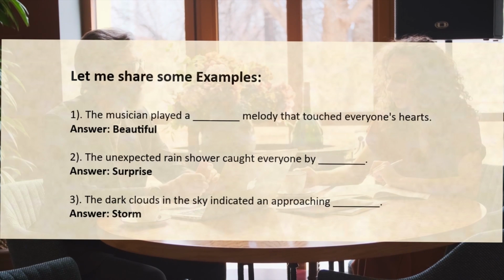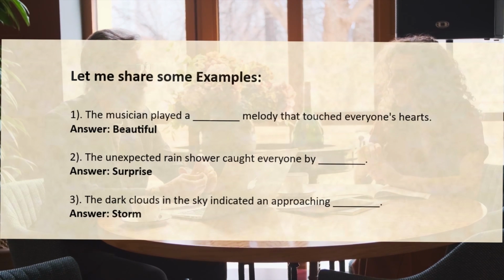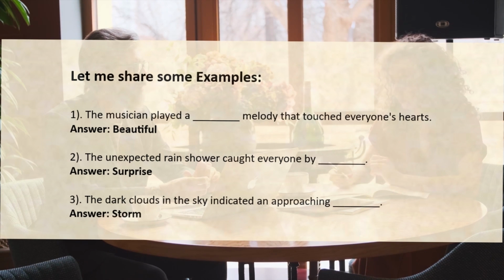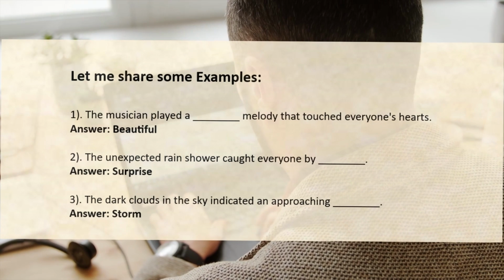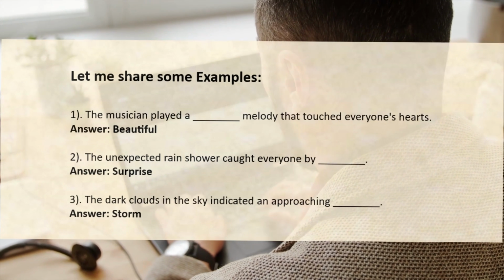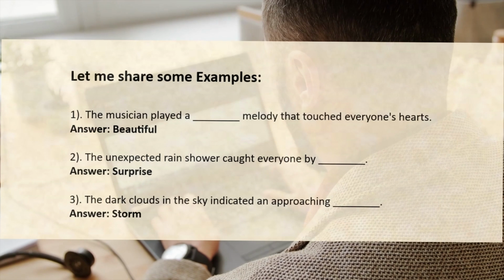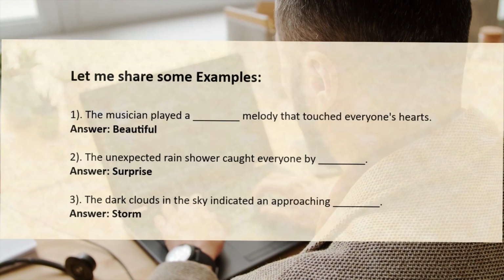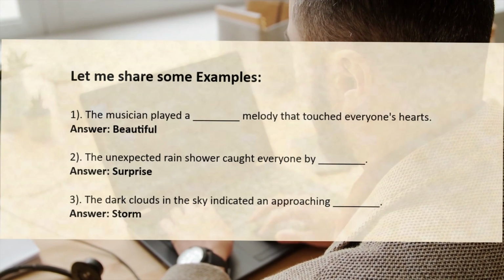Example number 1. The musician played a dash melody that touched everyone's heart. Now you could see there are multiple answers that we can fit here. That's the reason there are no multiple choices available. That's why in the beginning I told you that you just have to type only one word that best fits the meaning of the sentence. In this case, the answer could be beautiful.